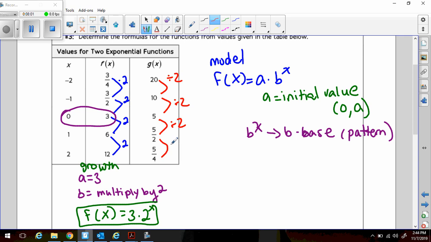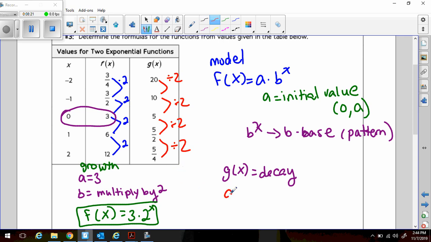5/2 divided by 2 is our 5/4. Alrighty, so this one is not growing. This one is a decay formula. My g of x is decay. It's getting smaller.